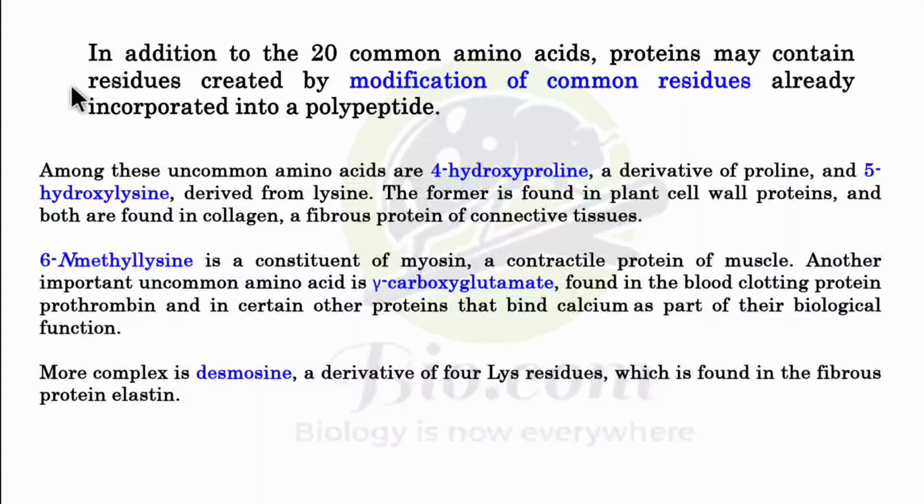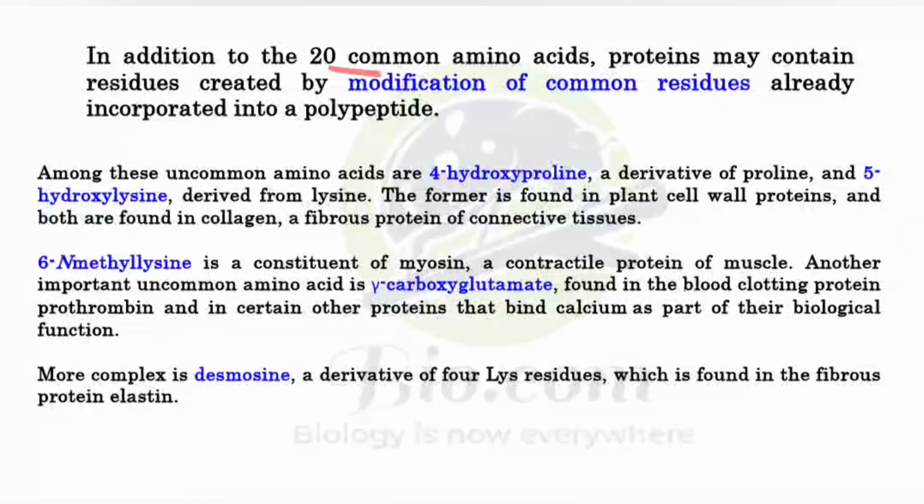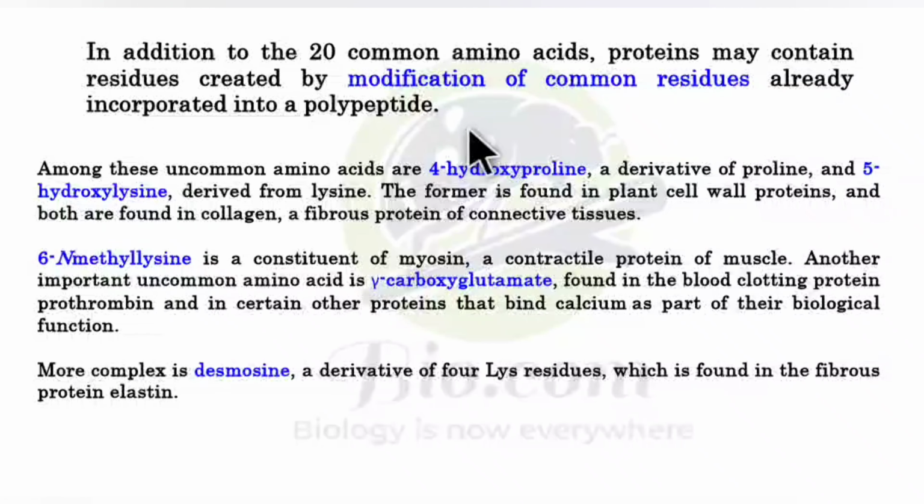Now, apart from the 20 common amino acids, we have some non-standard amino acids that are equally important for different metabolic activities in our body. We should also know the exact function of the non-standard amino acids, because this can be asked. Among the uncommon amino acids, we have 4-hydroxyproline. One thing you should remember is that these non-standard amino acids are modifications of the common residues, that is, the 20 amino acids के modification से ही जो non-standard amino acid हैं वो बनते हैं.